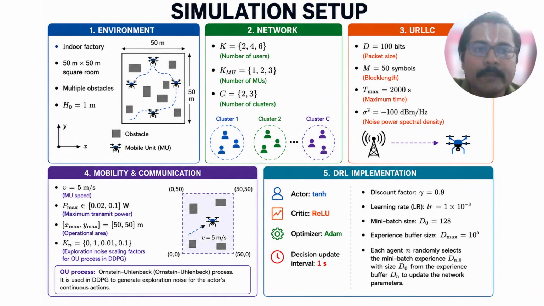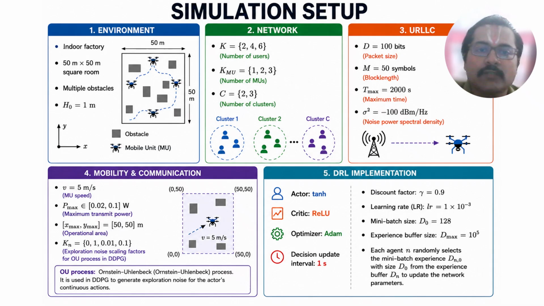So let's see the simulation setup. This is where we need to define the factory. It's 50 meters by 50 meters. You can see the mobility unit. It's not a drone, though it can be applied to a drone, but here the authors consider an autonomous mobile robot. You can see the gray triangular boxes, which are all obstacles. The height of the antenna I assume to be 1 meter.